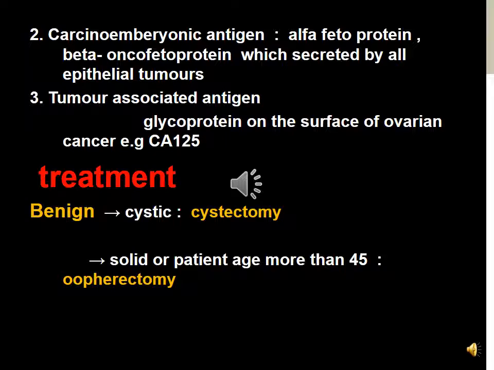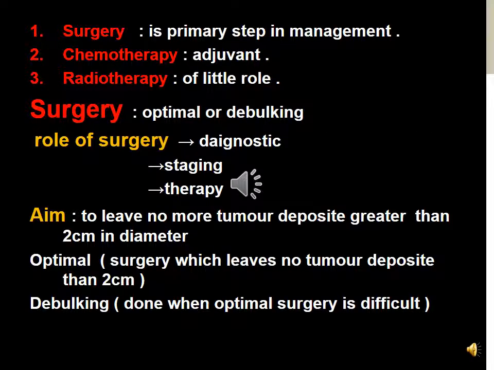The benign ovarian tumor: if we are sure it is benign at the time of laparotomy and it is cystic in nature, we do only cystectomy. If it is solid, or partly cystic and partly solid, or the patient is more than 45 years of age, we do oophorectomy. We talked about how we treat the benign ovarian tumor. Now I'm going to talk about the treatment of malignant tumor.